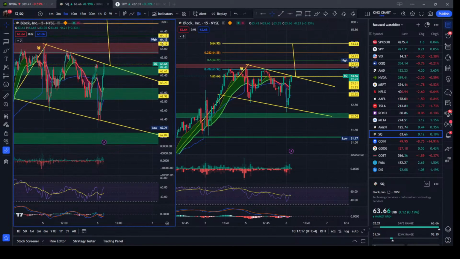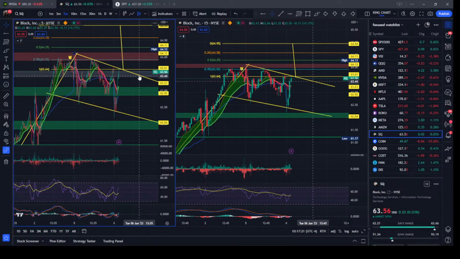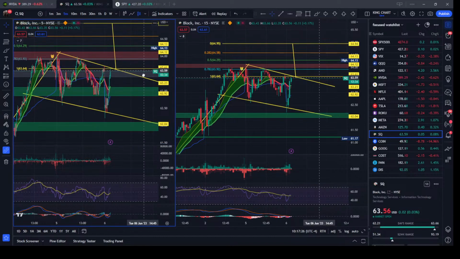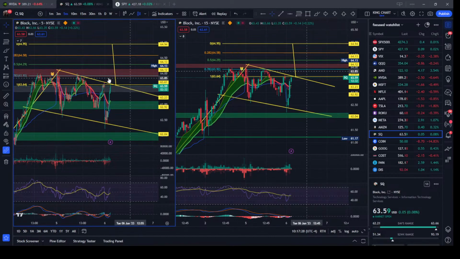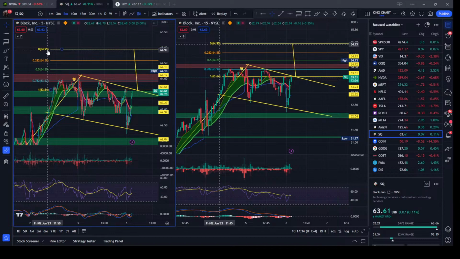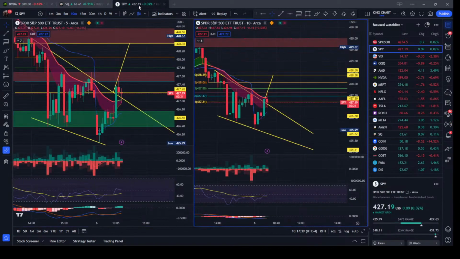Square is about to break the bull flag to the upside here. Like I said before, if we close above 63.61, SQ calls are good here. And these would be your levels: 63.92, 64.29, 64.58, and 64.95, if you decide to take the Square play. That is completely up to you.